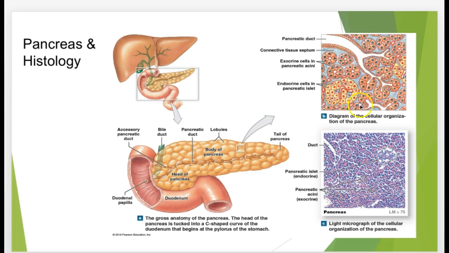Oh, here's a great picture if you wanted to look further into these acini. So these acini are these funny little, almost like a grape cluster, and then the duct.